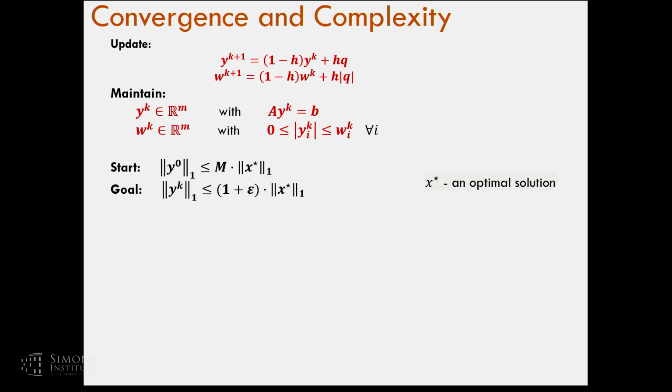And our goal is the following: if I start with a point y0, whose value in L1 norm is at most m times the value of the optimal solution, in how many iterations can we get within 1 plus epsilon of the optimal solution? So we want to understand the number of iterations required to do that.